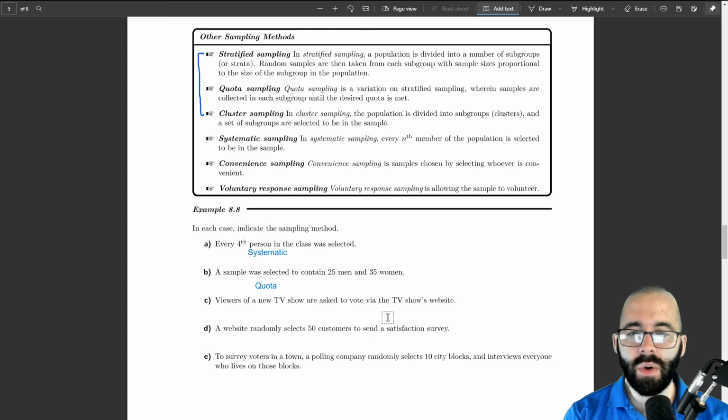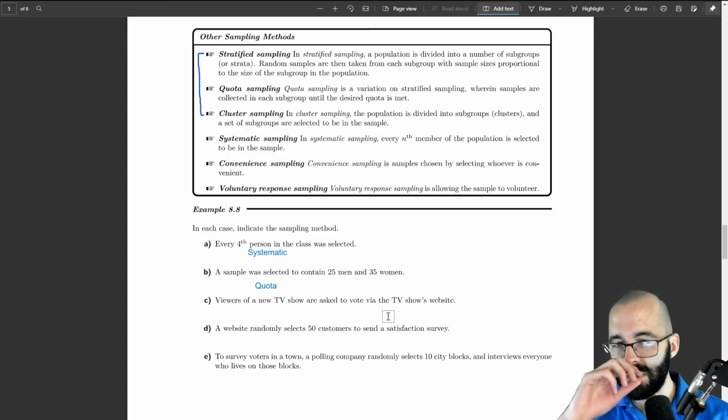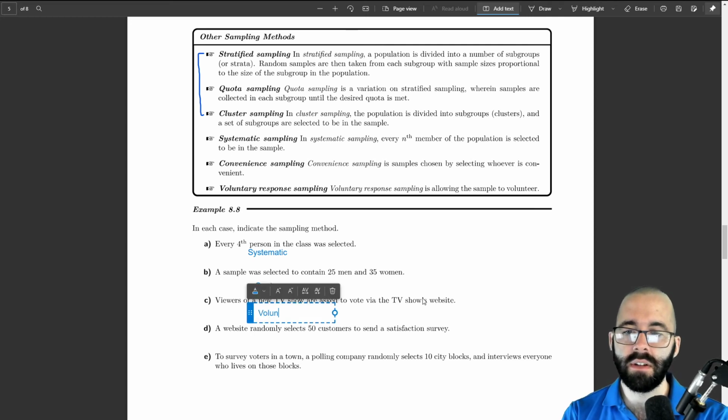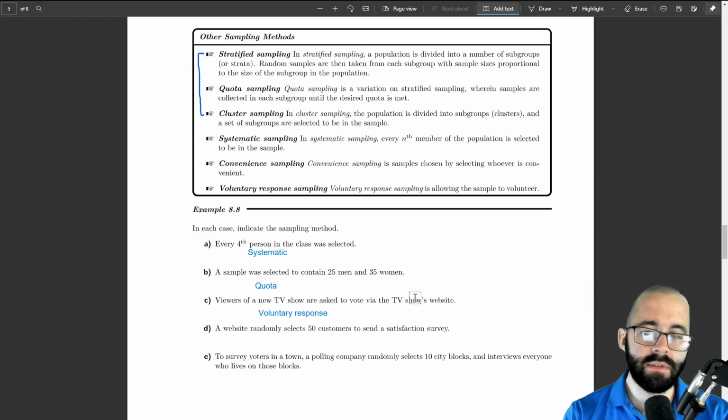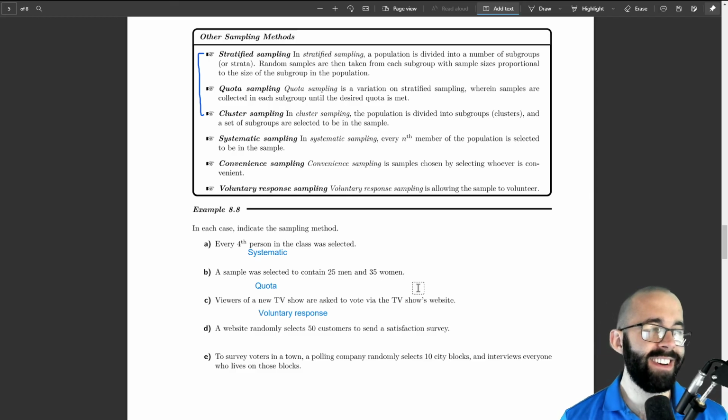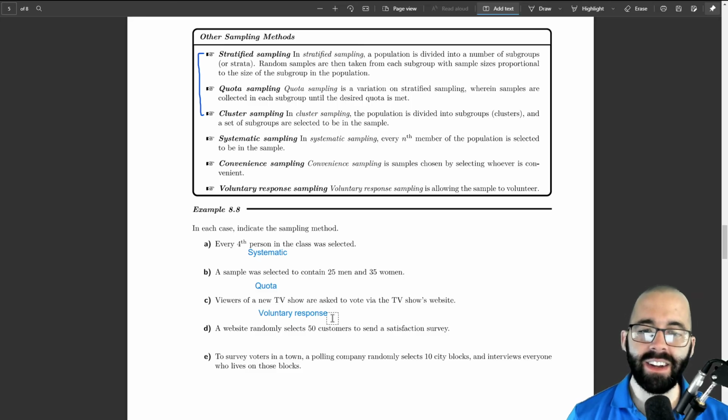Viewers of a new TV show are asked to vote via the TV show's website. That's voluntary response. They're told to vote, and the people who are likely to vote are the people who probably feel very strongly about something, and usually angry. Usually the naysayers are louder than the happy people.